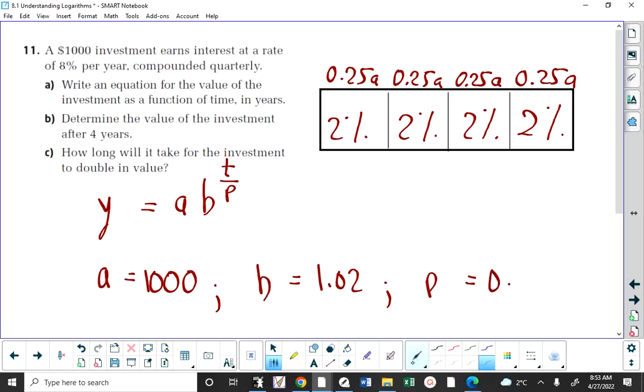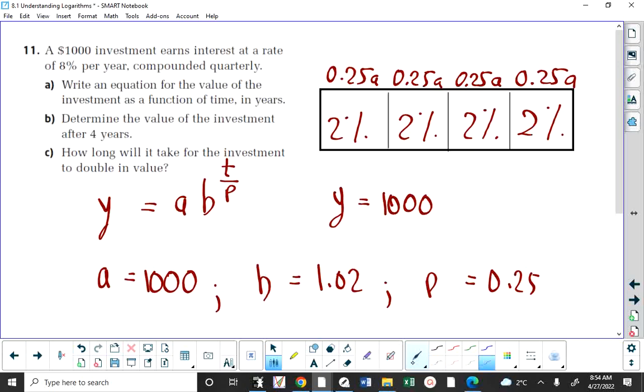So P is 0.25. And I don't recommend, I just prefer working in years. Some people will want to put 3 months there, but I just like years. Okay. So when we put this together for A, you're going to get Y equals A, 1,000.